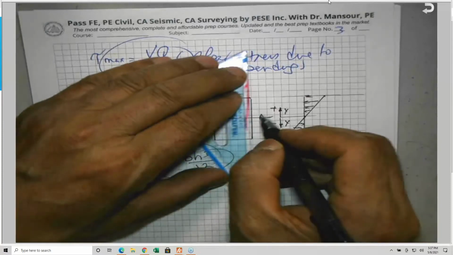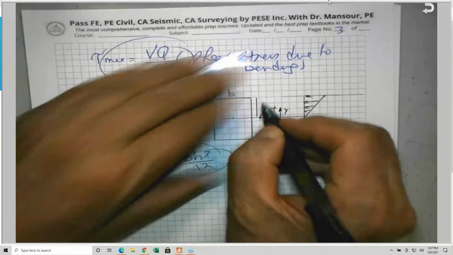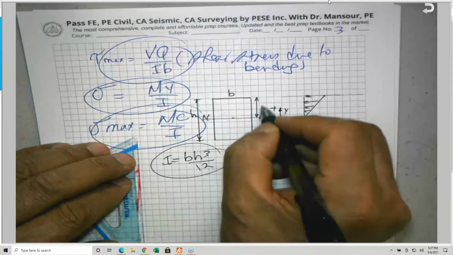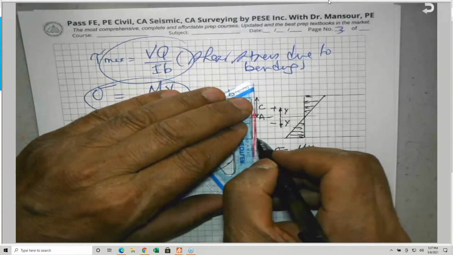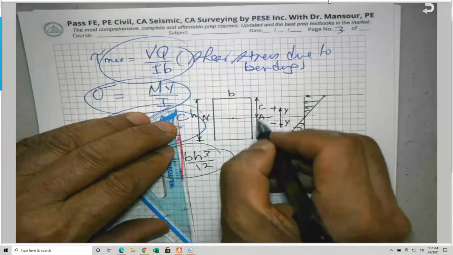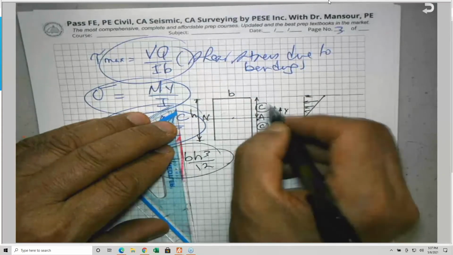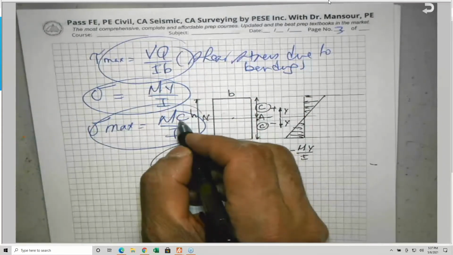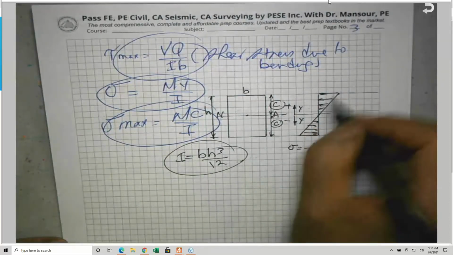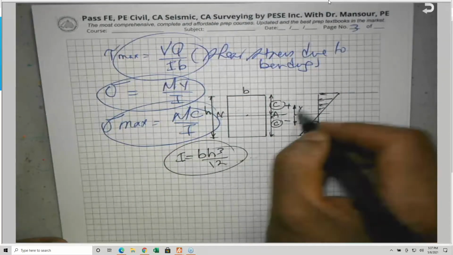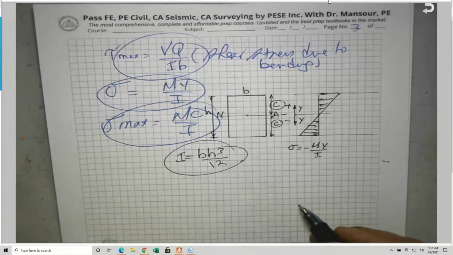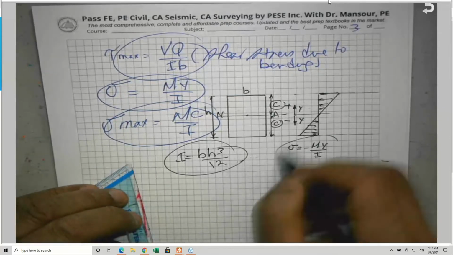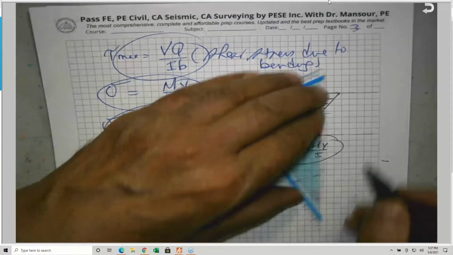The distance from here to here, by the way, we call C. This is C top and C bottom, and they are equal in this case. So these two are both C. This is why we use Mc over I. This will give you the maximum, because the distance Y is increasing from here all the way to the outer fibers, where Y in this case is equal to C. This is sigma is equal to minus My over I.